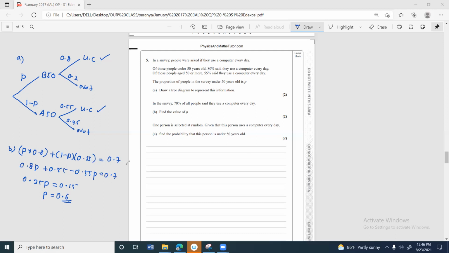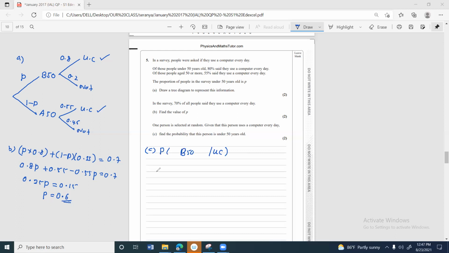Yeah. Then they mentioned part C. We'll work out part C over here. One person is selected at random, given that the person uses a computer. Yes, that's it, so it's a given condition. Use a computer. Find the probability that the person is below 50.